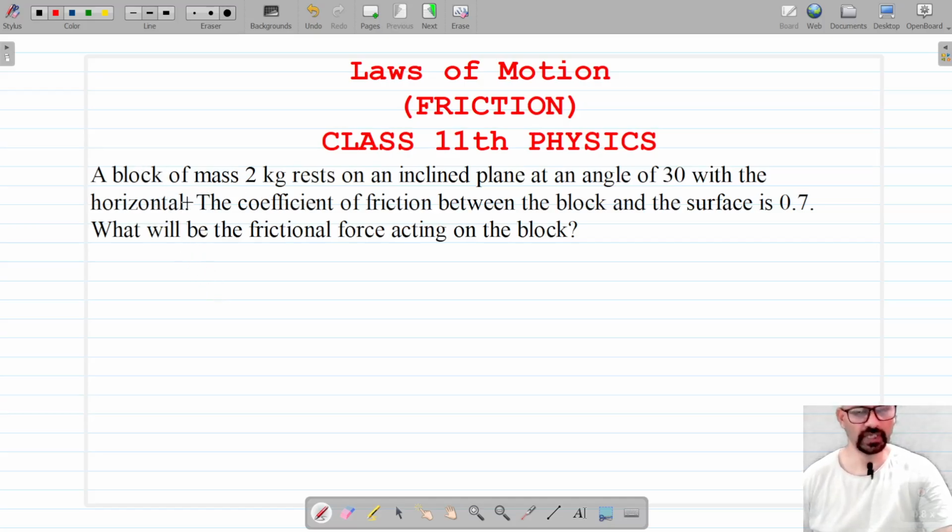For this question, it's given that a block of mass 2 kg rests on an inclined plane at an angle of 30 degrees with the horizontal, and the coefficient of friction between the block and surface is 0.7. We have to find the frictional force acting on the block.